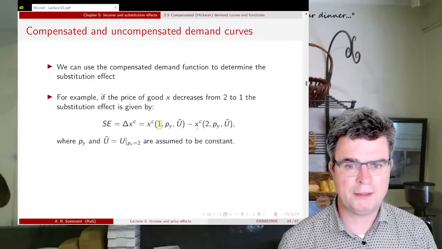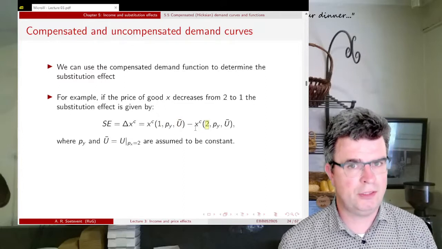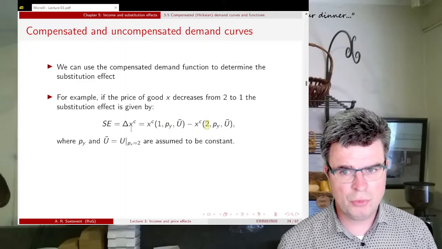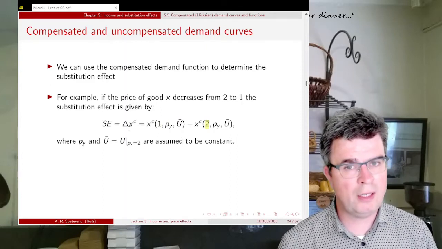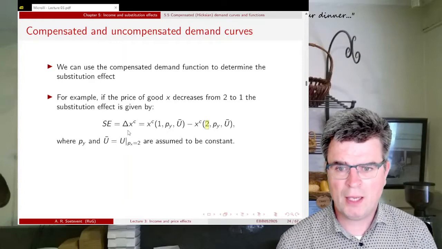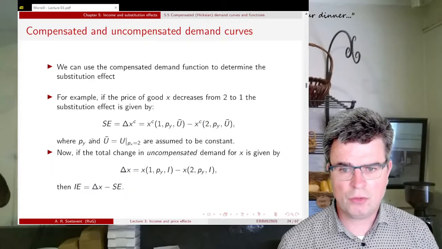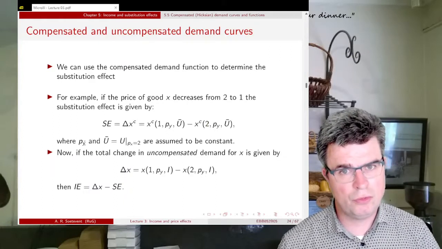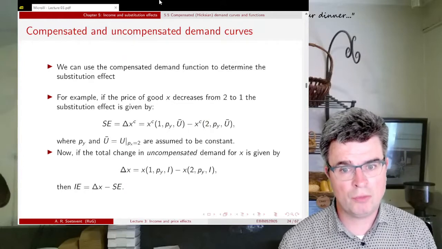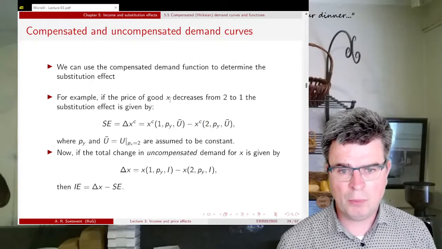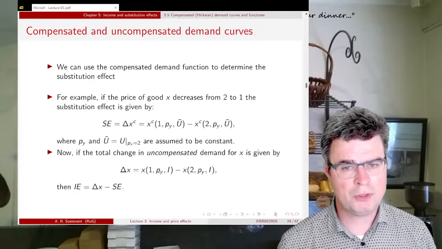So the new price is 1 and the old price is 2. The substitution effect is a change in compensated demand, and the total effect, so the total change in demand for good X, is equal to the difference in the uncompensated demand.